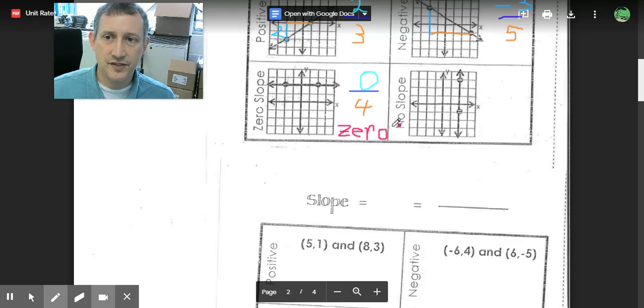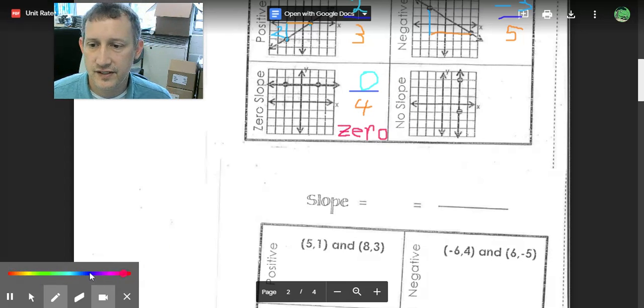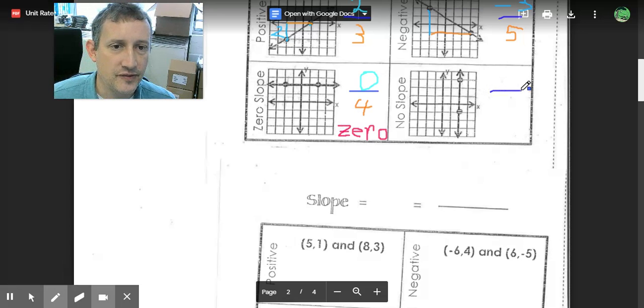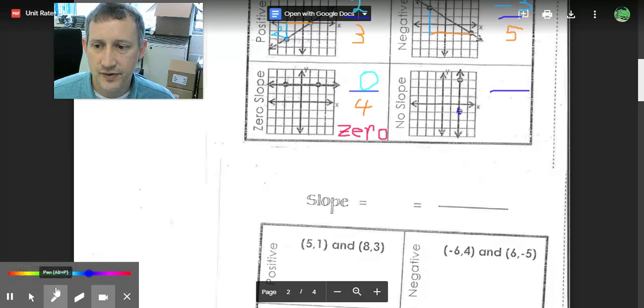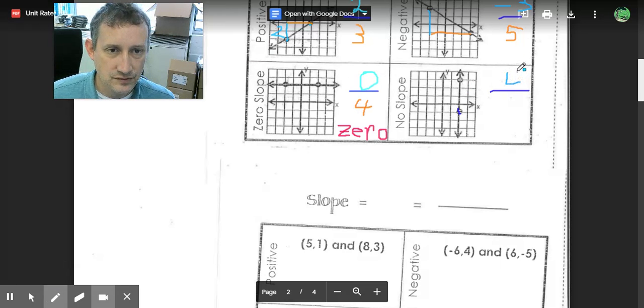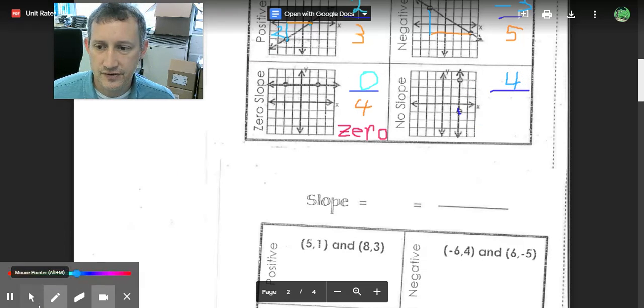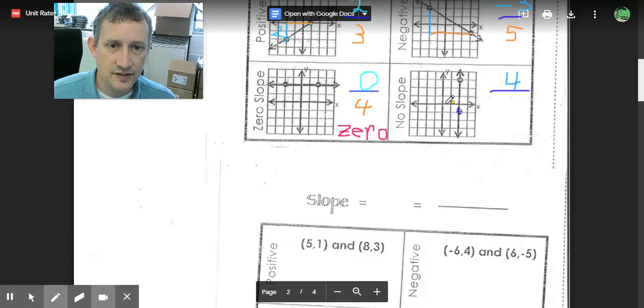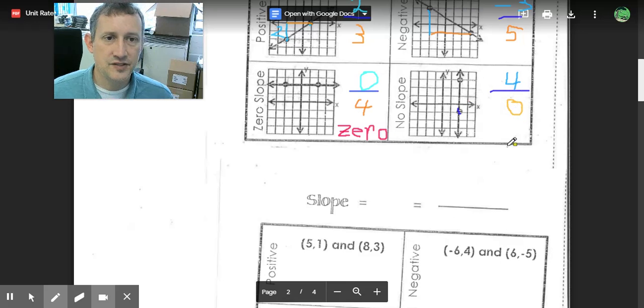So 0 divided by 0 doesn't count. But anything else, 0 divided by any number is going to give us 0. Okay, but we're focusing on slope. Now for this one, I can see that my rise is 1, 2, 3, 4. My rise is 4, so I'm going up 4. But my run is 0. I'm the same number of spaces from the origin here. I'm 2 spaces over. So my run is 0.